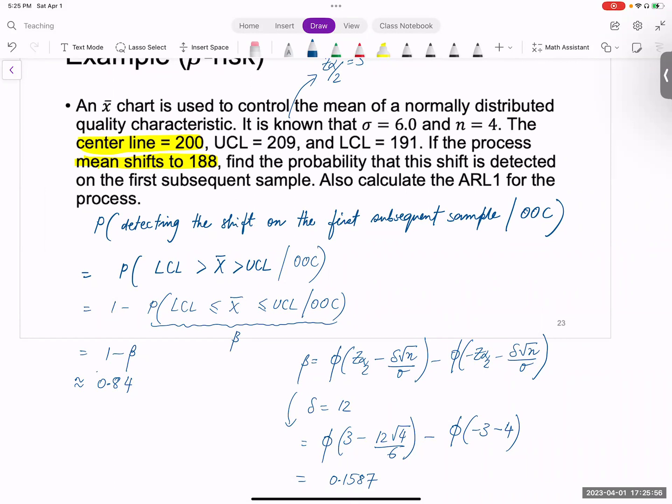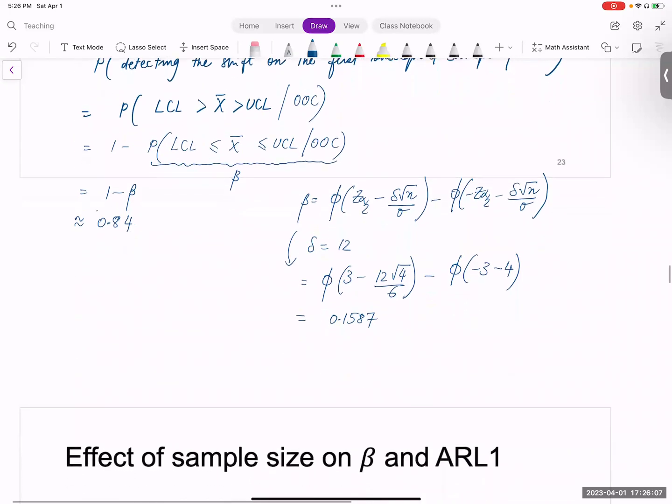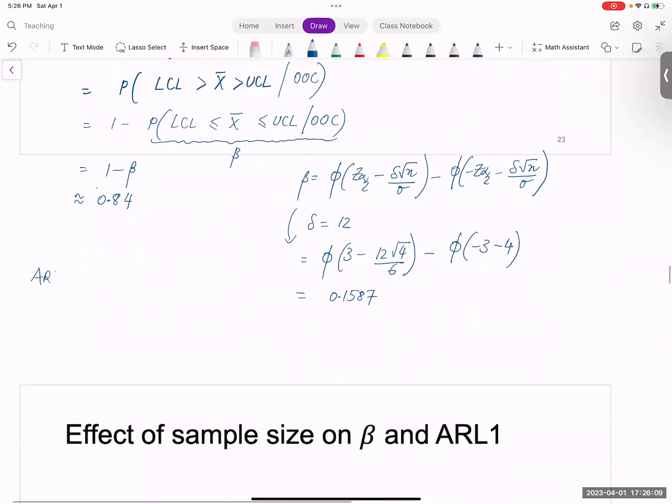on the first subsequent sample, which is not bad, which is truly a good performance of a control chart. It also says calculate the ARL1 for the process. ARL1 is simply 1 over 1 minus beta, and this will give you roughly 1.19, which is again good because if the process goes out of control, you have to wait on average for just around one sample, or 1.19 samples.